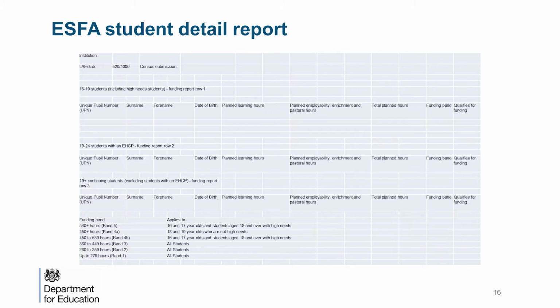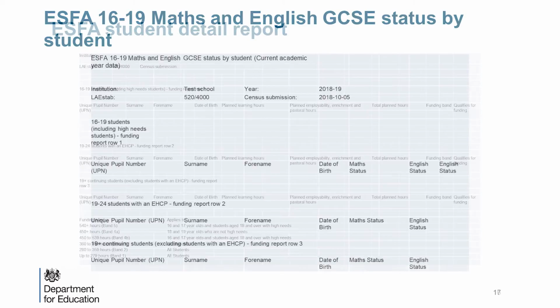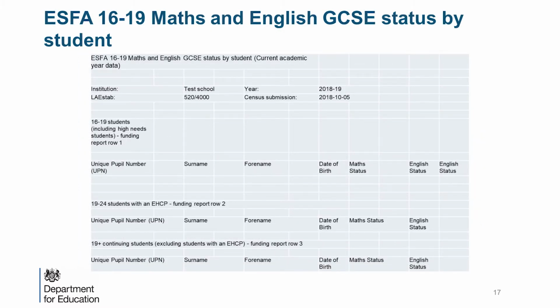This is different to the funded student summary report, which only shows students who are valid starts and counted for funding. This report shows the Maths and English GCSE status according to the condition of funding rules for individual students. Please refer to the ESFA 16-19 guidance notes available on the school census page on gov.uk for further details.